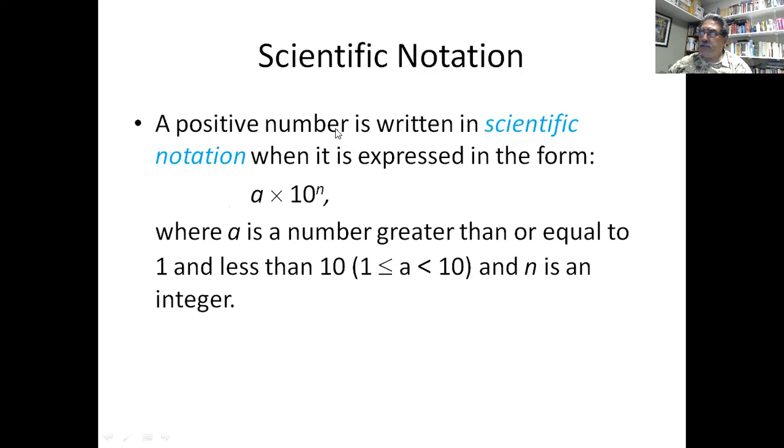Scientific notation. A positive number is written in scientific notation versus exponential notation when we write it as A times 10 to the power of n. A is a number greater than or equal to 1 and less than 10, and n is an integer. This kind of writing is called scientific notation.